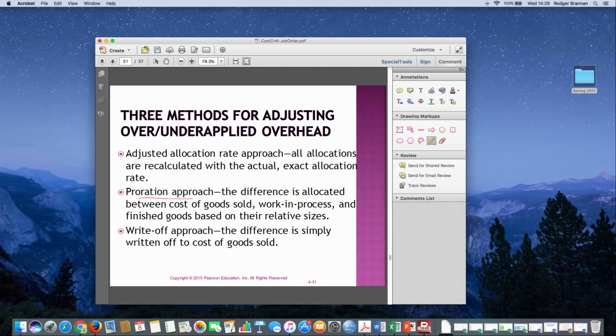Proration would be summing the amounts in the ending balances of work in process, finished goods, cost of goods sold, finding out what percentages those are, and then taking the difference between the allocated and the actual, and then taking that amount times the percentages, and either adding it to or subtracting it from those balances. And that would always be correct, or if it's material. If it's immaterial, write it off simply to cost of goods sold.